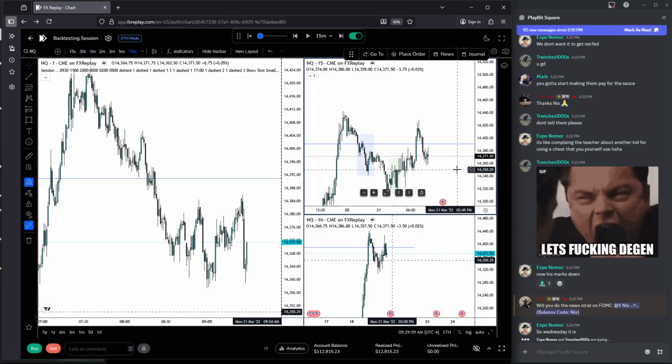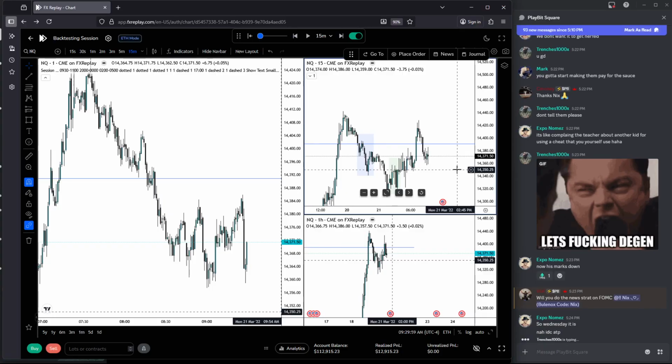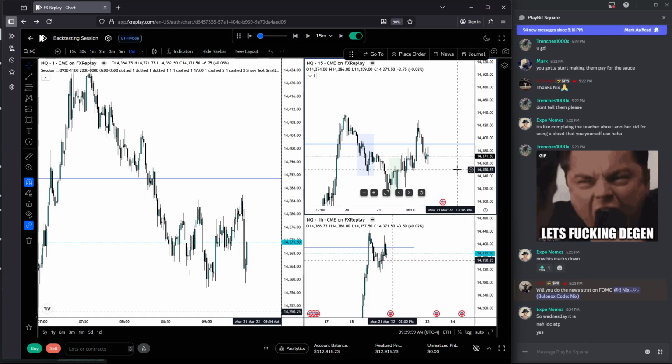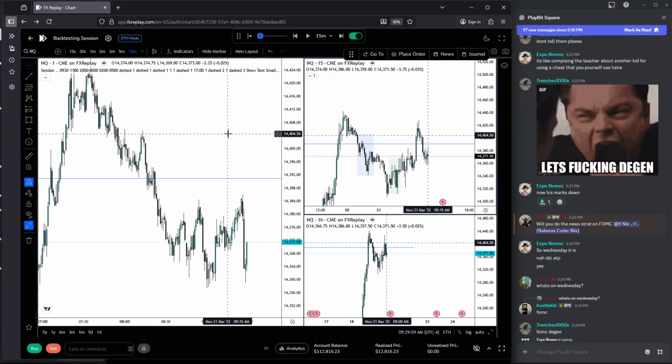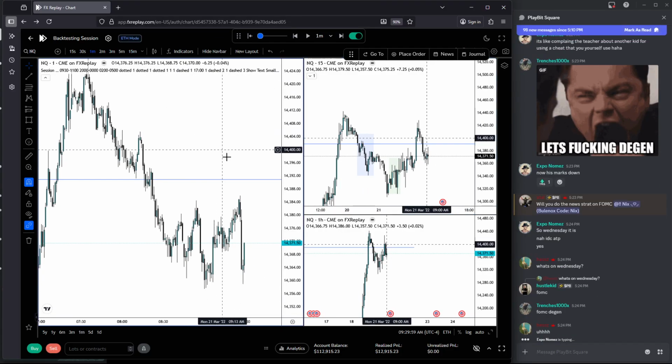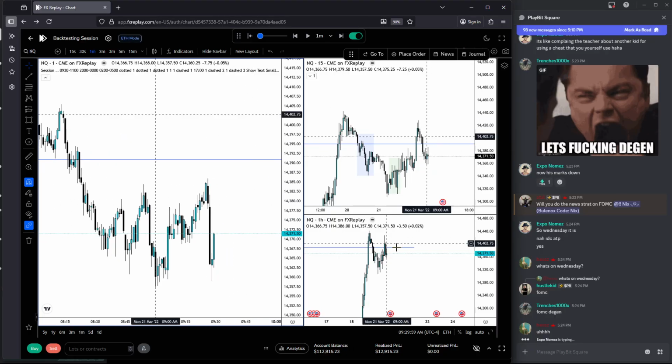If you want to build a buffer, for example here, Expo has 600 left in his account. There's more chance that he blows that account if he's risking 300, but he could build it all the way back up to 3,600. So it's better for him to do that strategy on the FOMC Wednesday. 20-point limits is what works on FOMC. It worked the last 3 times.